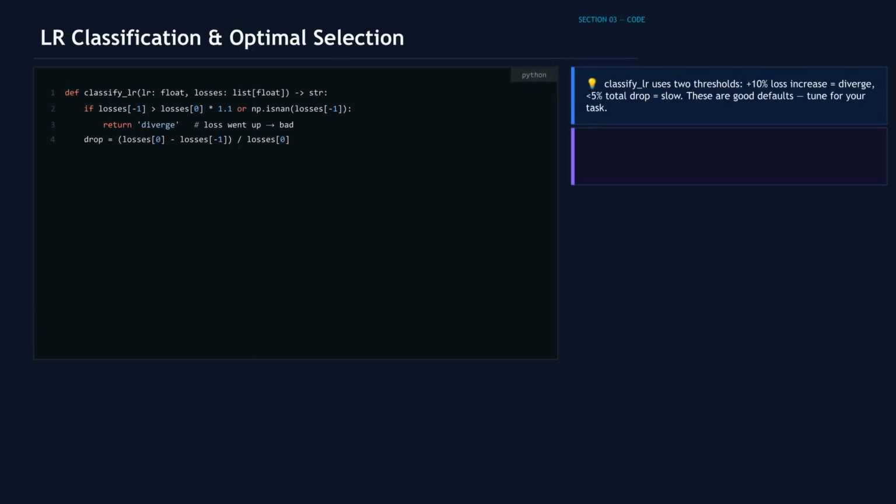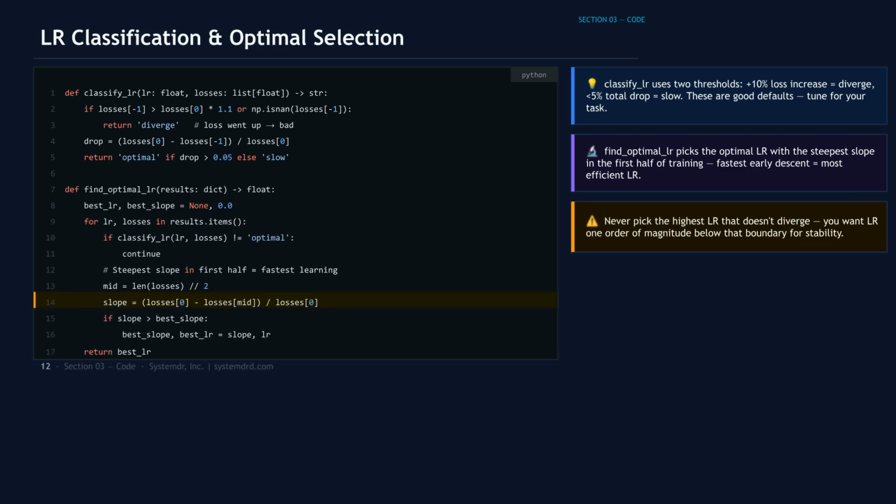These helper functions classify the LR and select the optimal one. Classify LR uses simple heuristics. Loss divergence is flagged if the final loss is 10% higher than the initial loss. Slow training is flagged if the total loss drop is less than 5%. Find optimal LR selects the optimal rate with the steepest slope in the first half of training, maximizing efficiency. Remember to always pick an LR one order of magnitude below the divergence boundary for stability.